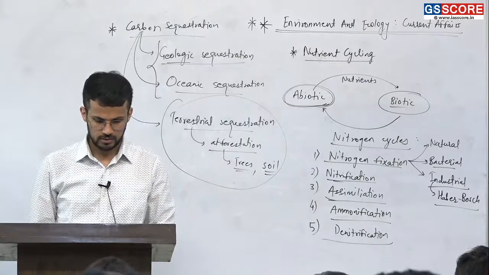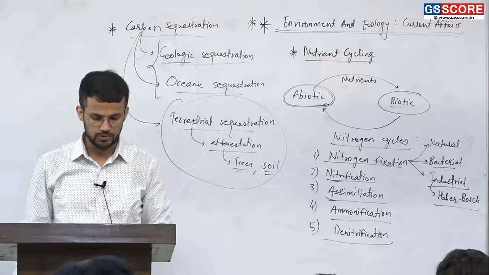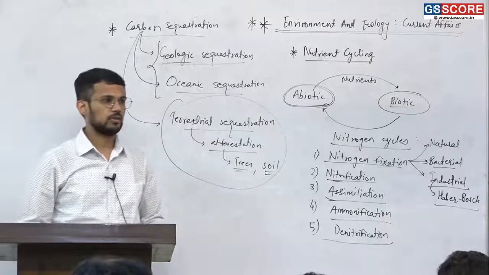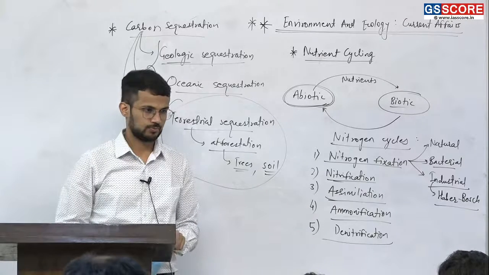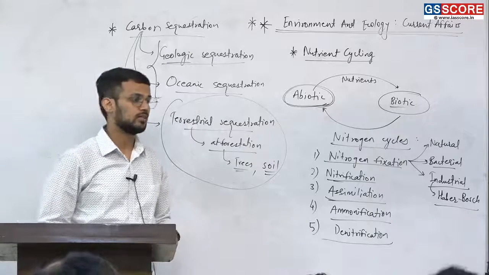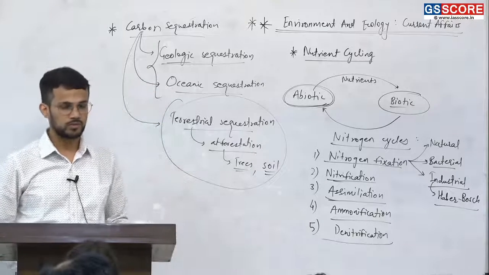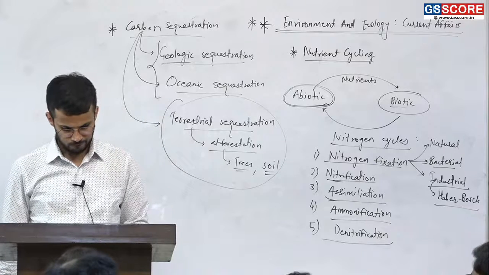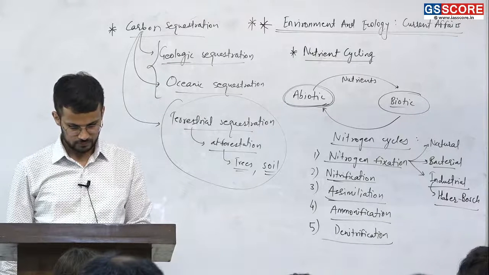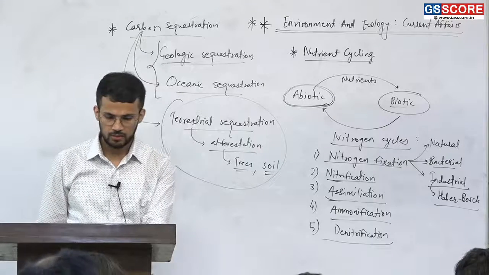Next point. It is India's first, this is important, it is India's first dark sky preserve. Dark sky preserve. That means here artificial light is not allowed. Use of artificial light is not allowed in this particular region. Fine. Hanle Dark Sky Reserve. It is the area free from light pollution.